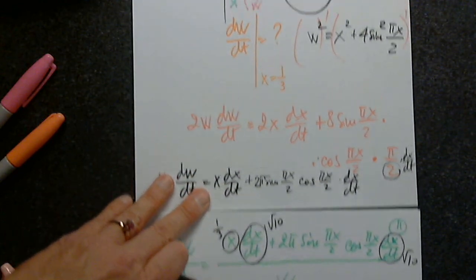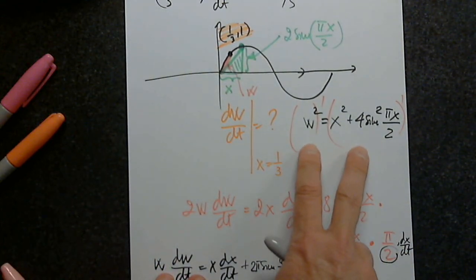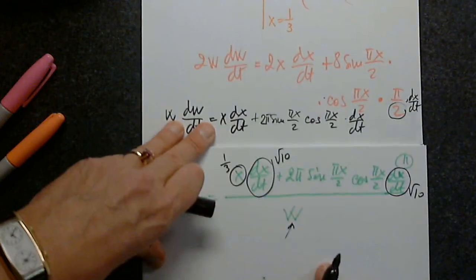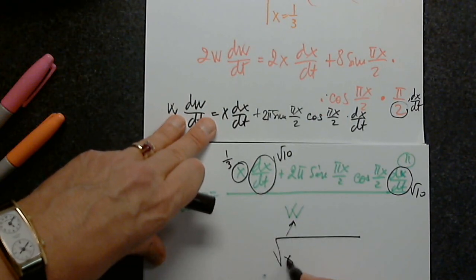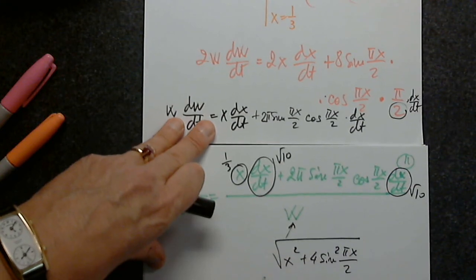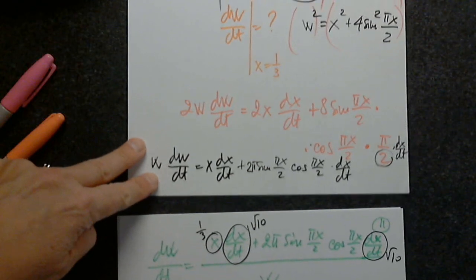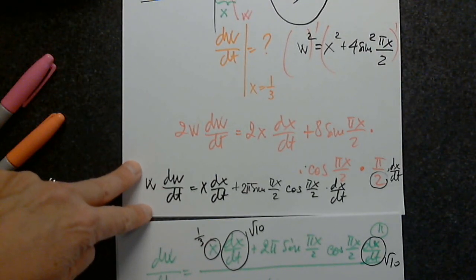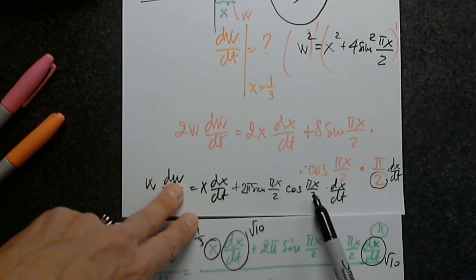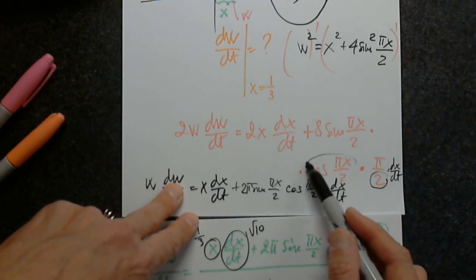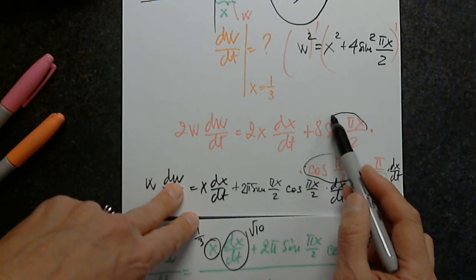This, from here, I have to take the square root from both sides to get the w. So the square root of x squared plus 4 sine squared pi x over 2. So did you divide cosine pi x? No, I cannot separate these two. And I cannot separate these two.